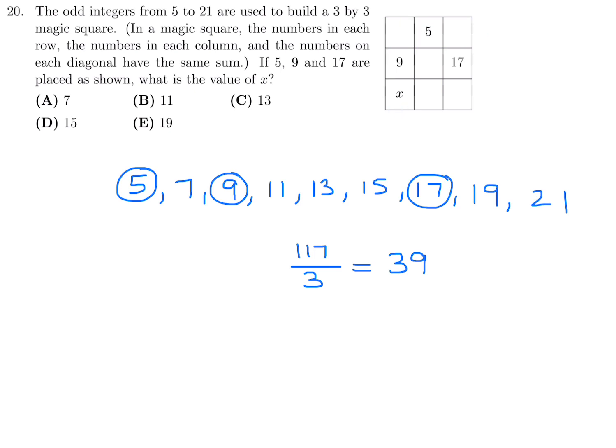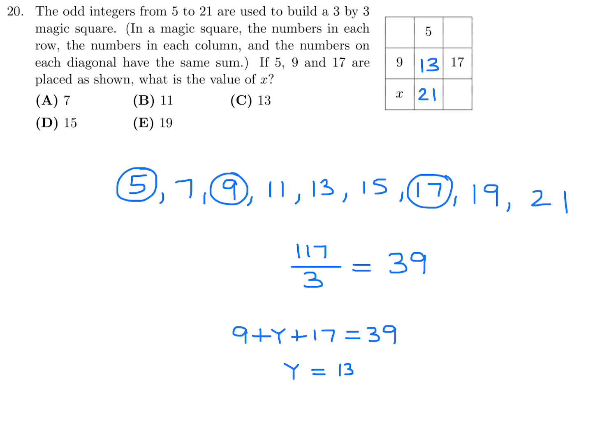So we can proceed. If this is y, then 9 plus y plus 17 is 39, and that means y is going to be 13. So instead of a y, I can put 13 in there. Then you just keep on going, fiddling around with this. Obviously, we can do this one here: 5 plus 13 plus something is going to be 39, and you can quickly figure out that it has to be 21.